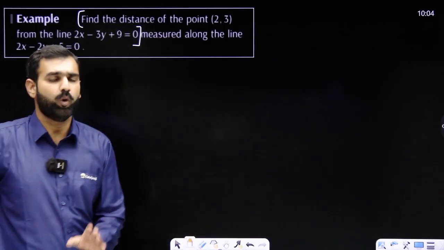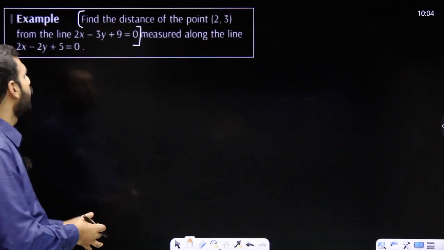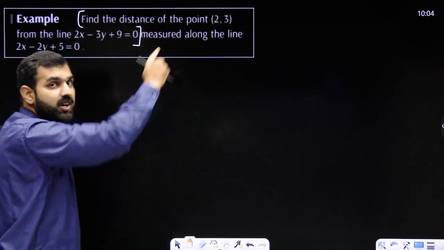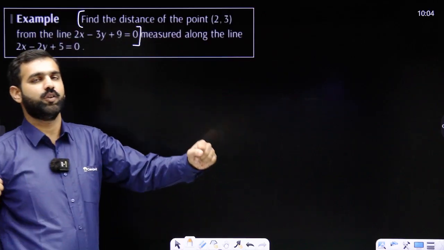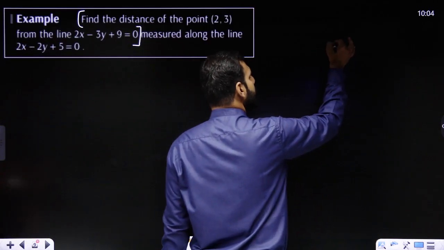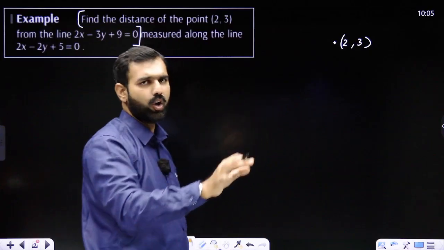But that is not what is going to work here. Why? Because that is not what they are asking. What you need to understand is distance of this point from this line measured along the line. Measured along the line means that is not the perpendicular distance of 2 comma 3 from that line. Please understand, there is this point 2 comma 3 like this. I'm just drawing it all randomly.